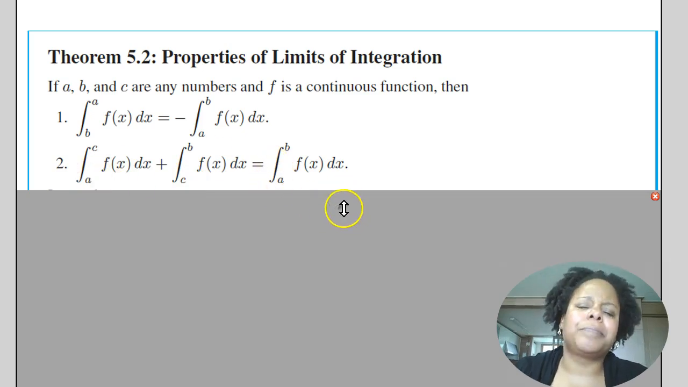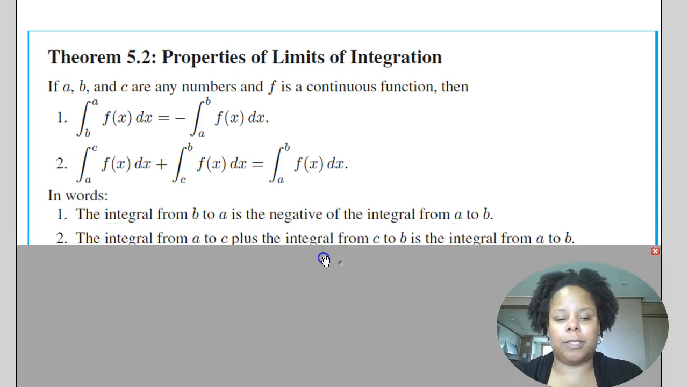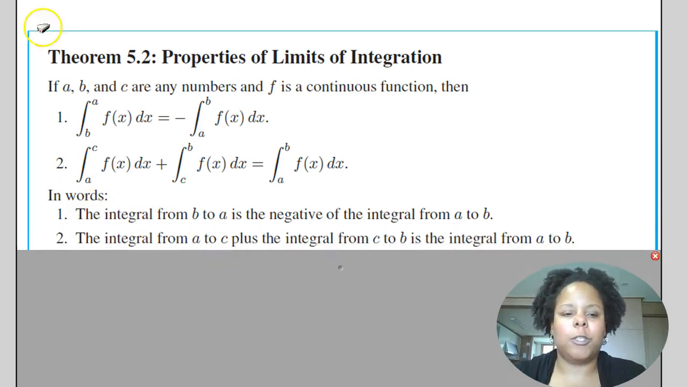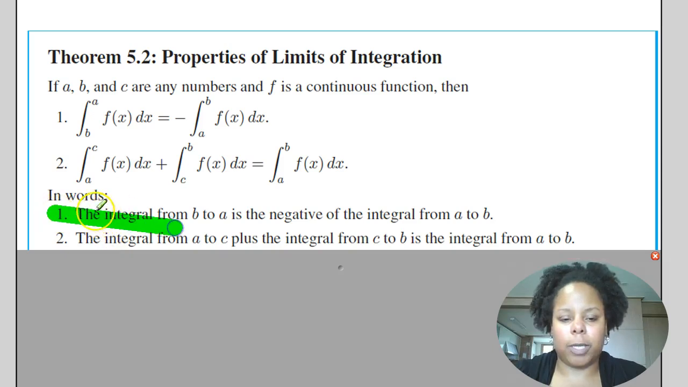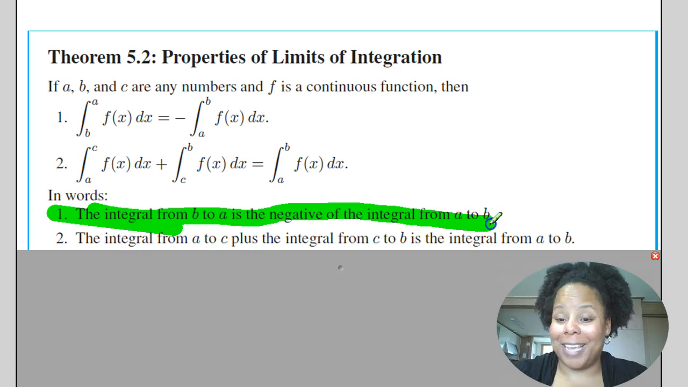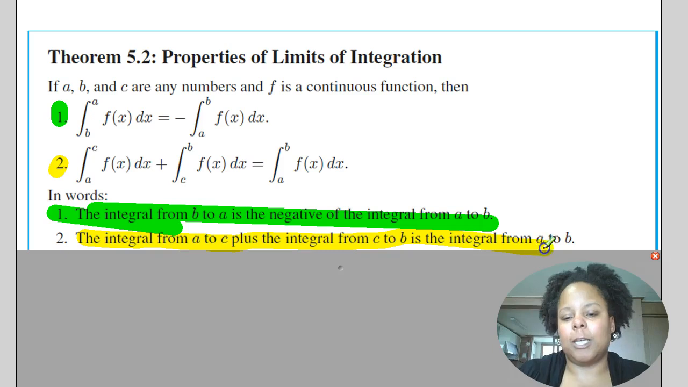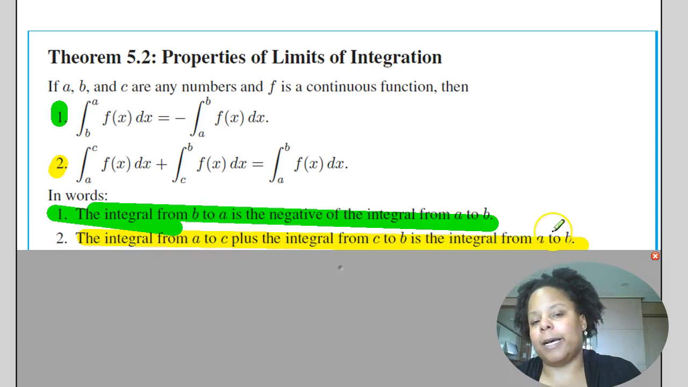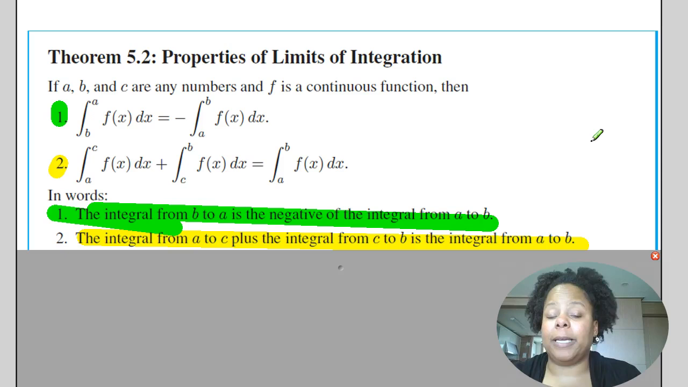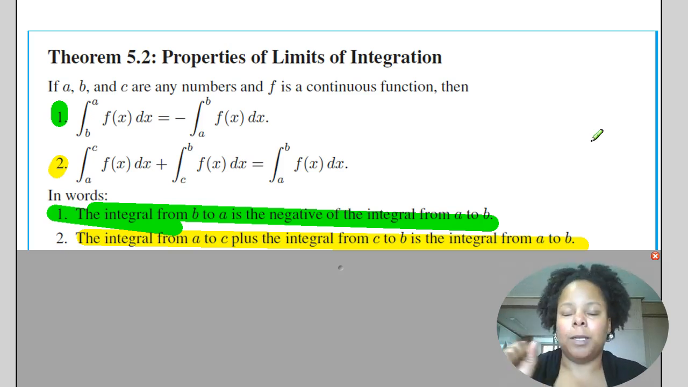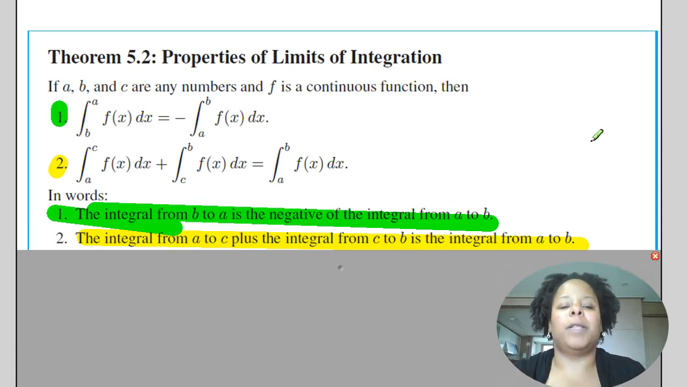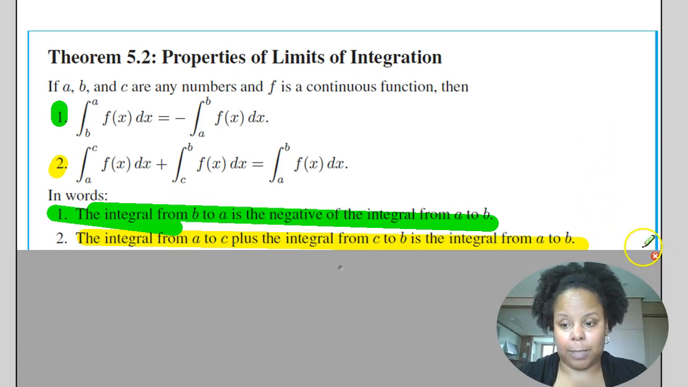And how do I do that? Well, we're just going to do the word statements. The first one says that the integral from b to a is the negative of the integral from a to b. That's all that this says. And the second statement says that the integral from a to c plus the integral from c to b is equal to the integral from a to b. It doesn't specify the relationship between a, b, and c, where one is bigger or smaller, but this will hold no matter what the relationship is.